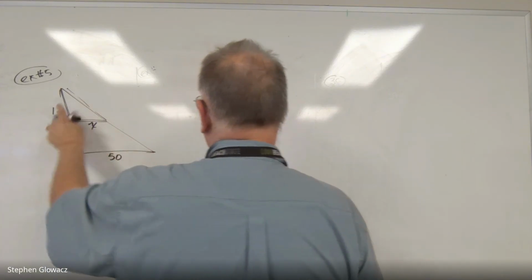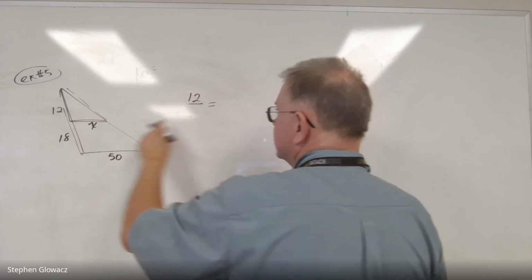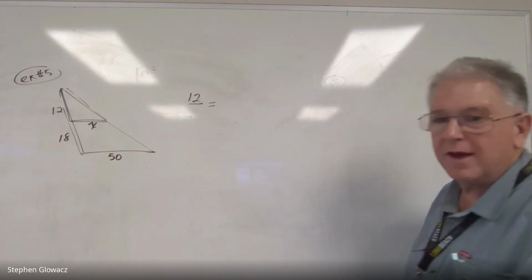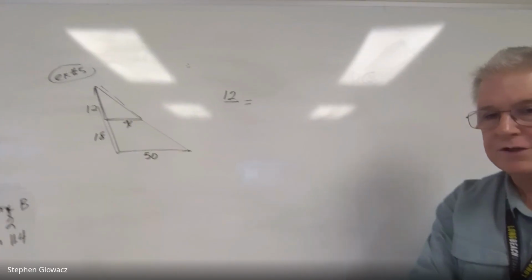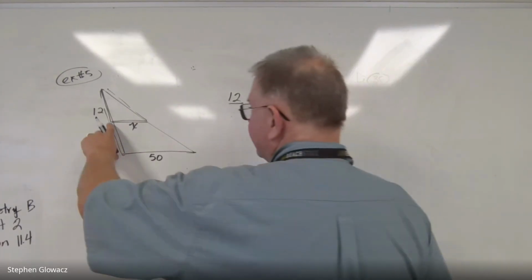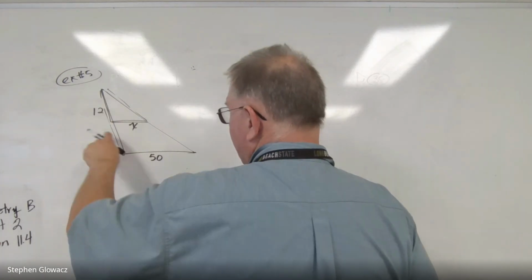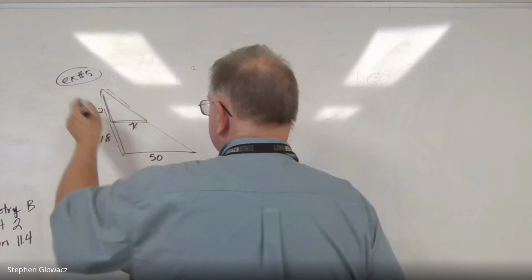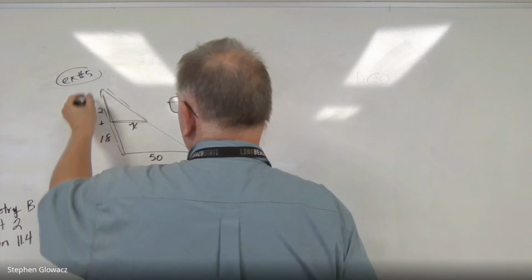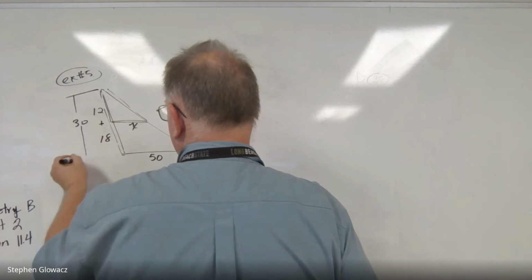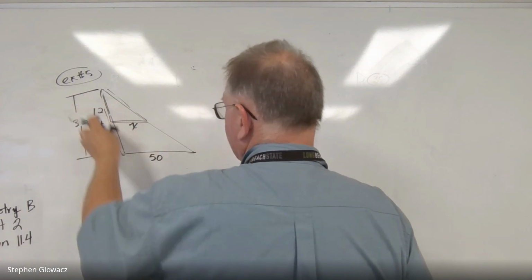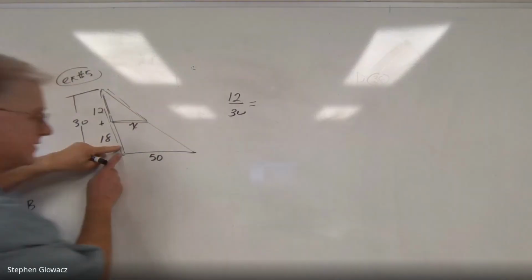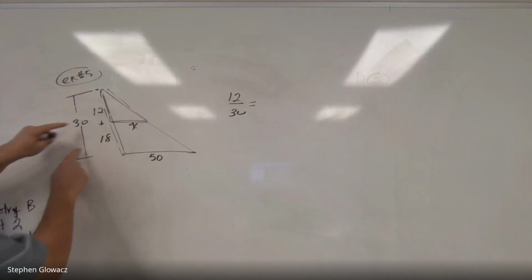So we have 12 is the length of this side here. Now, a common mistake or a common misconception is that the length of this side in the other triangle is 18, but it's not. The length is this entire side here, so we need to add this up. 12 plus 18 gives us 30. So it's not 12 over 18, but 12 over 30, because again, we want the length of this entire side here. So the 12 plus the 18.